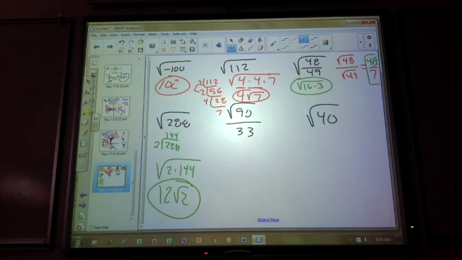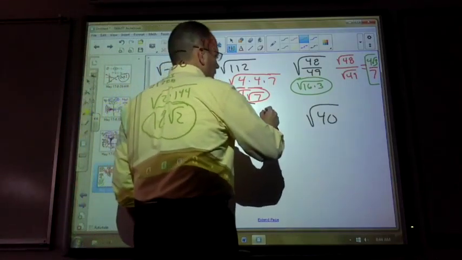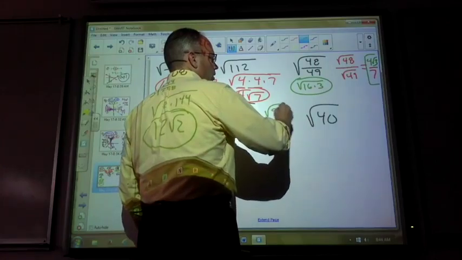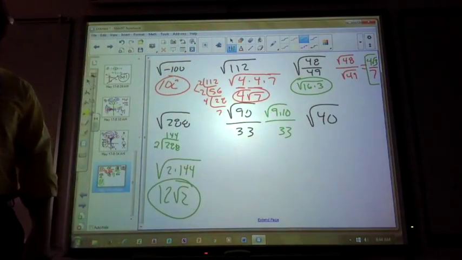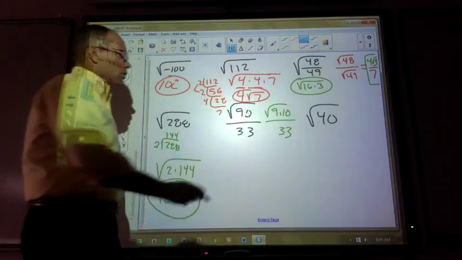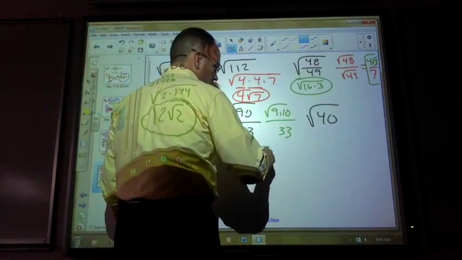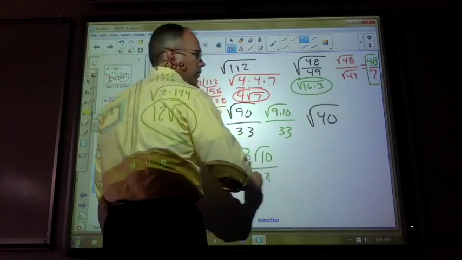Let's see. Root 90 over 33. Realize the radical doesn't go in the denominator, correct? So that's going to be the same thing as 9 times 10. 10 will break down to 2 and 5. Square root of 9 is 3. So I get 3 root 10 over 33.